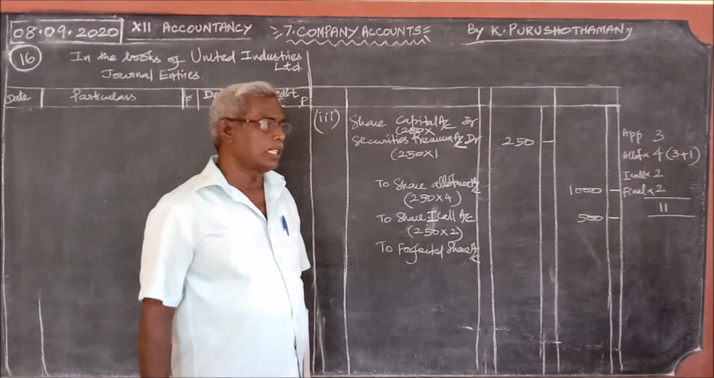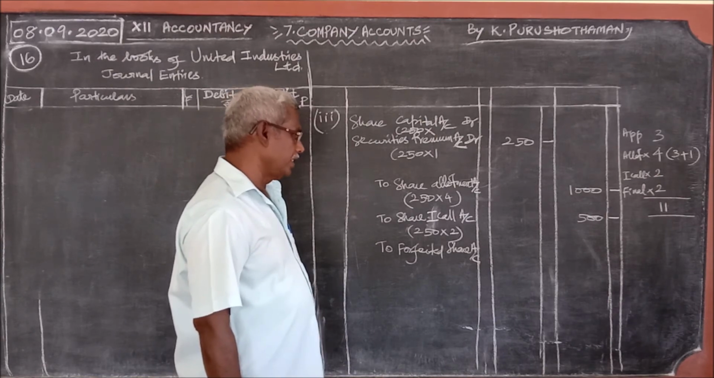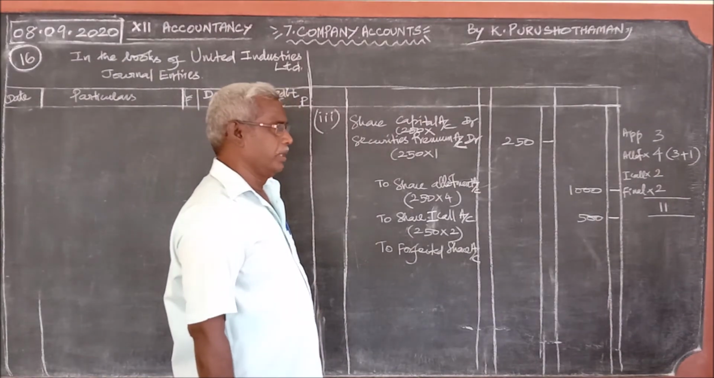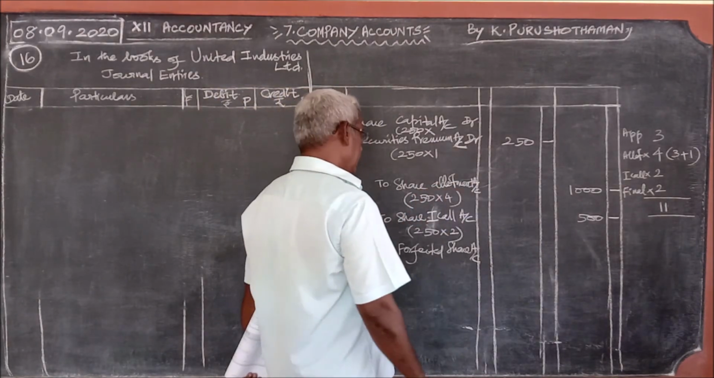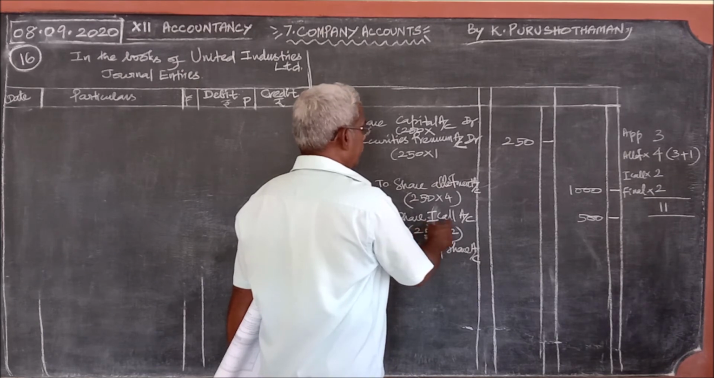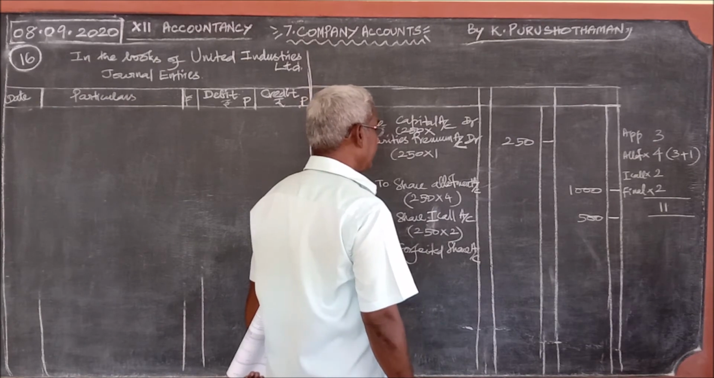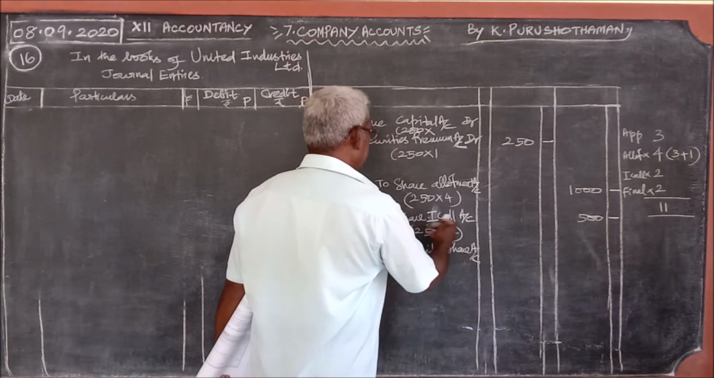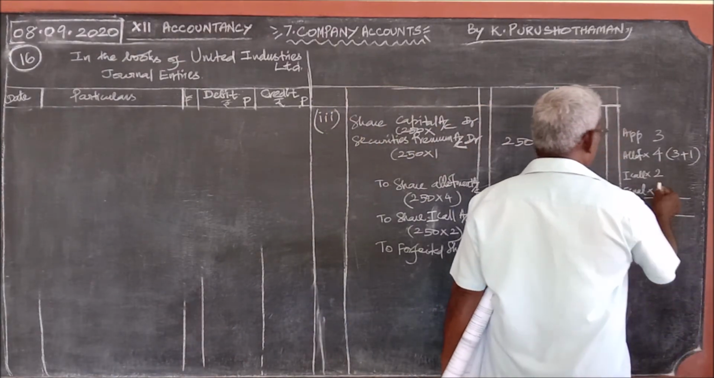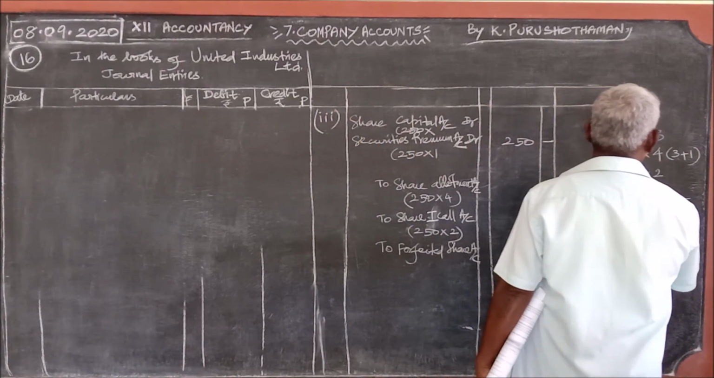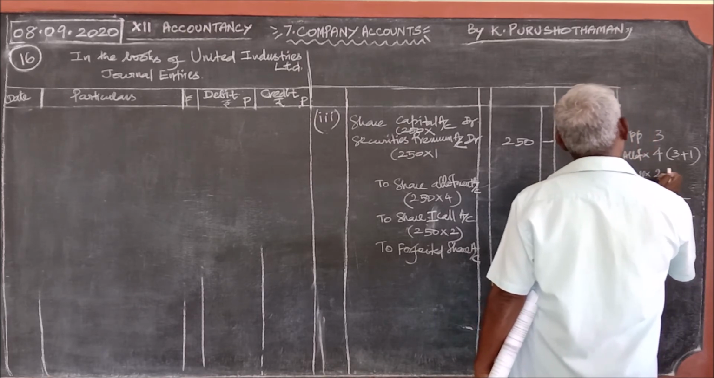Why? Because the company just waited for the shareholders for the payment. The allotment money was not paid. Then they sent a letter for the payment of the first call. That money also was not paid. Then what did the company do? The company forfeited immediately after the first call. So the final call is not asked. Immediately after the first call, the shares were forfeited.